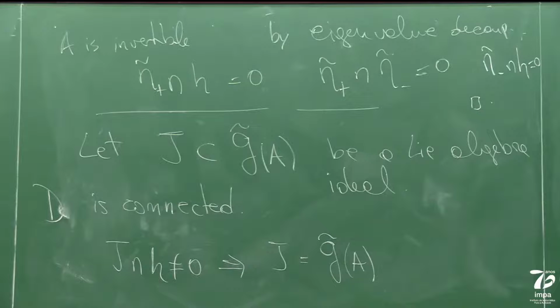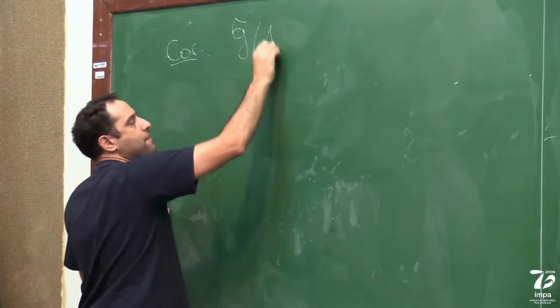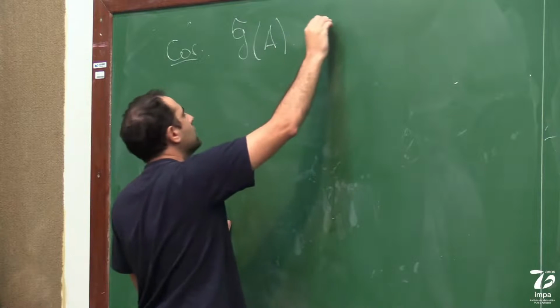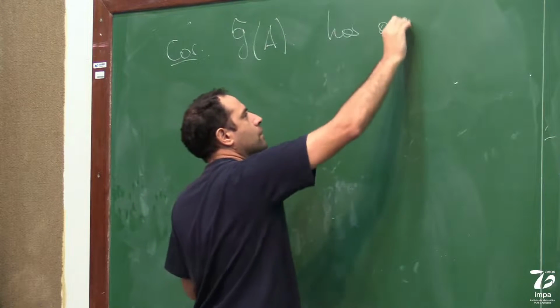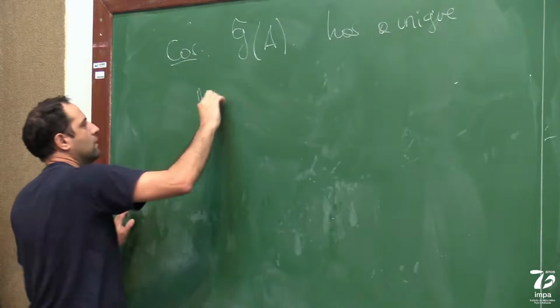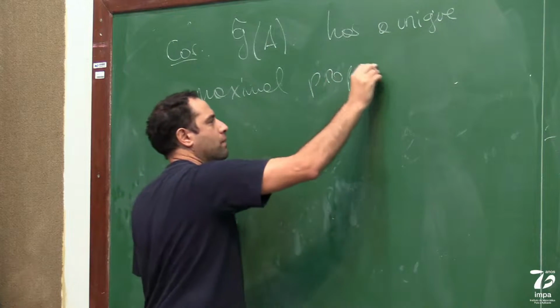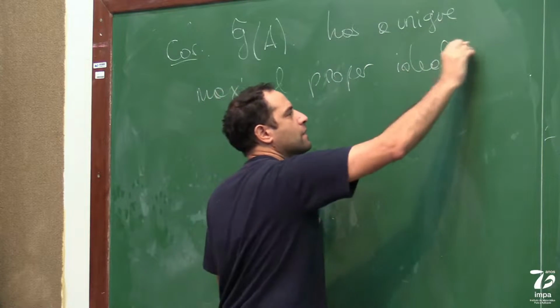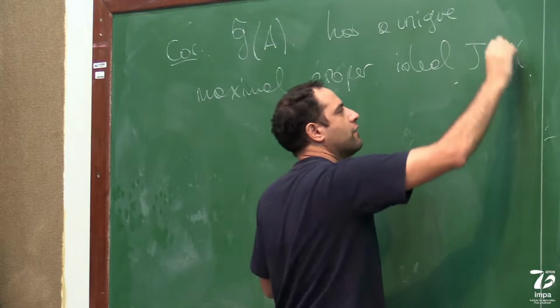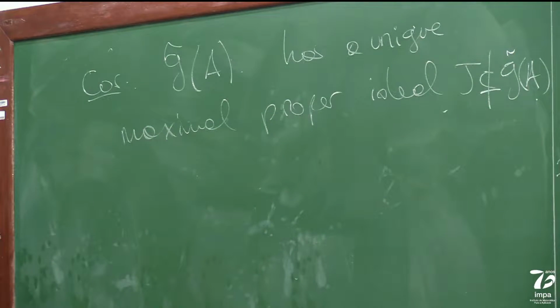So a corollary of this is that G tilde of A has a unique maximal ideal. So corollary: G tilde of A has a unique maximal proper ideal J inside of G tilde of A, which is included and is not equal.